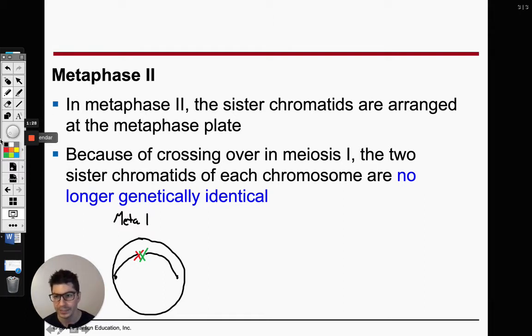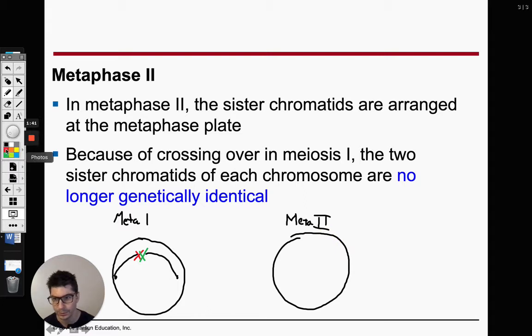Now metaphase number 2 actually looks a lot like regular metaphase, because we're going to have our individual chromosomes lined up in the middle. So now we have our X's there, and obviously, during anaphase number 2, we can assume that they're going to get pulled apart. Okay? So there you go.